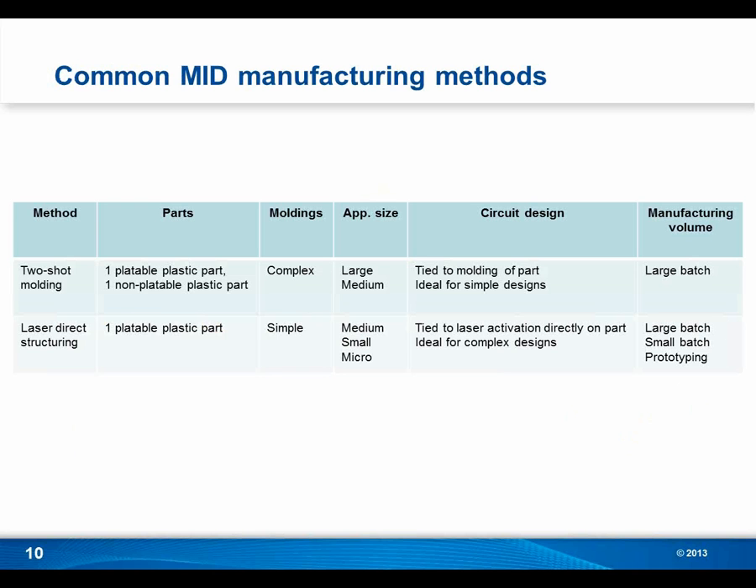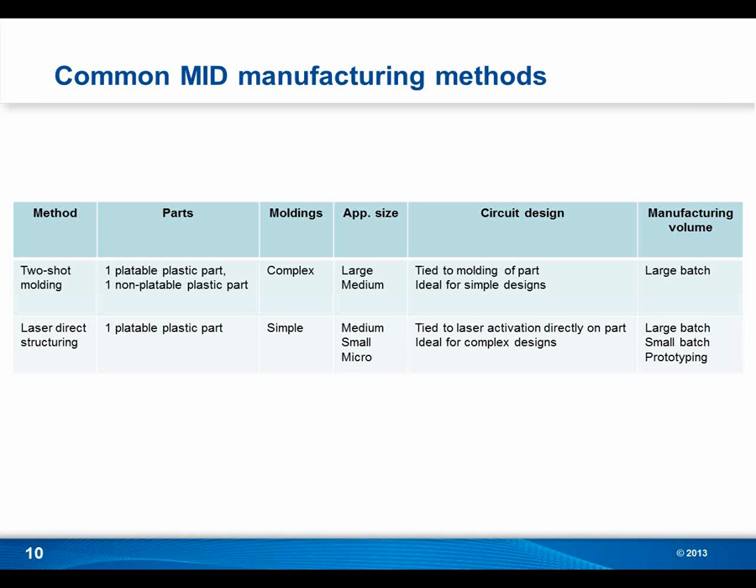Well, there's several methods, and there's a couple that I don't have up on the screen. There's insert molding, and there's also hot stamping. But I wanted to focus on the two methods you see on the screen, because these are the main two, really common methods for manufacturing MIDs. So you'll see I have two-shot molding and laser direct structuring. Despite the fact that there are only two methods on here, I'm not trying to make it out to be a one versus the other sort of thing. These are just the more common methods.